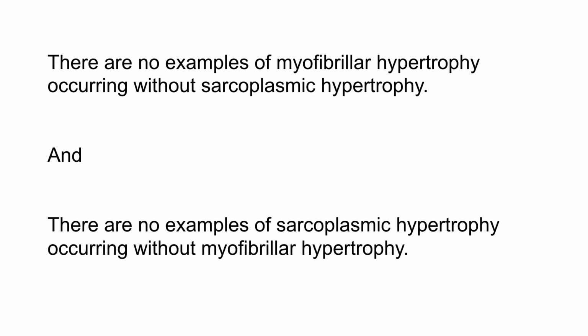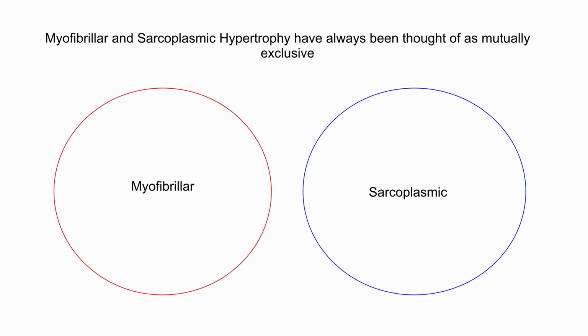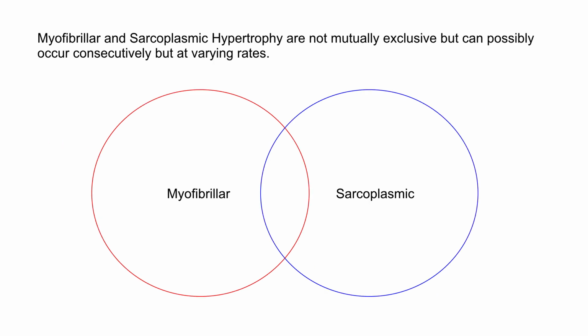See, here's where things start to get a little muddy. There are no examples of myofibrillar hypertrophy occurring without sarcoplasmic hypertrophy. And there are no examples of sarcoplasmic hypertrophy occurring without myofibrillar hypertrophy. Myofibrillar and sarcoplasmic hypertrophy have always been thought of as mutually exclusive, but we know that they never really occur without one another. So they are not mutually exclusive, but they could possibly occur consecutively, but at varying rates, meaning more overall myofibrillar hypertrophy than sarcoplasmic hypertrophy, or vice versa.